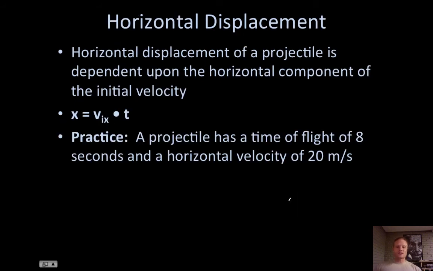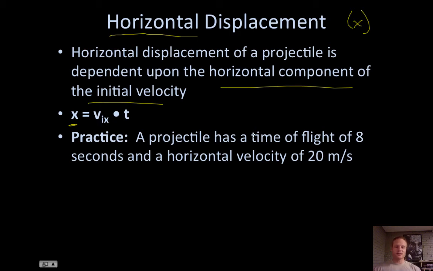Let's take a look at horizontal displacement. Horizontal displacement, which sure sounds like the x component of vectors. Horizontal displacement of a projectile is dependent upon the horizontal component of the initial velocity. And here's the formula for it. X, which a lot of times is referred to as the displacement in the x direction, I should say. Displacement in the x direction equals v initial x times time.